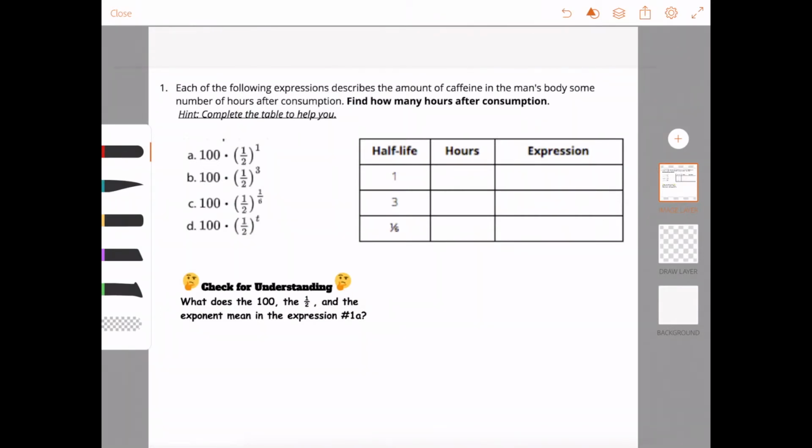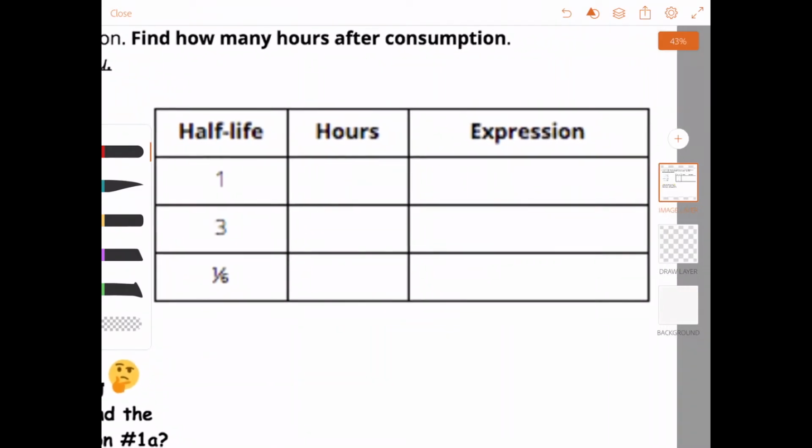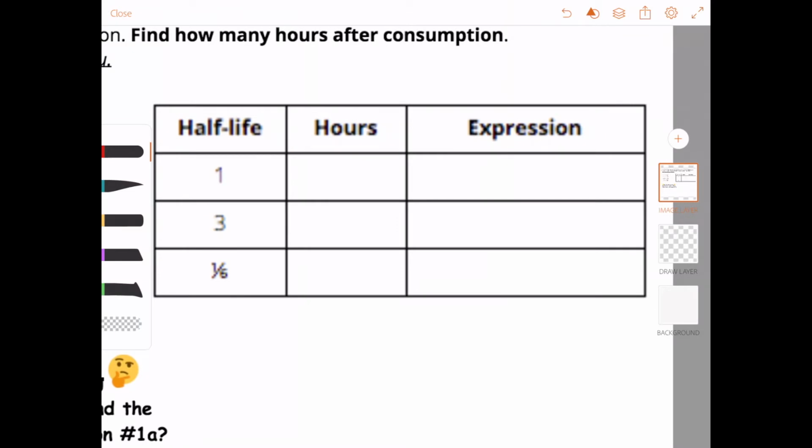Each of the following expressions describes the amount of caffeine in the man's body some number of hours after consumption. And every expression has a different exponent representing the number of half-lives that have passed. So we're going to use the table to figure out how many hours those half-lives are representing. If the half-life is 1, we know that 6 hours have passed because a half-life is 6 hours. So we're going to fill that in.